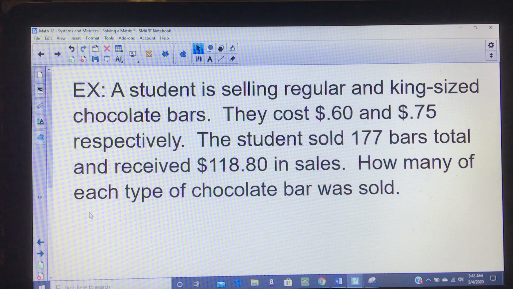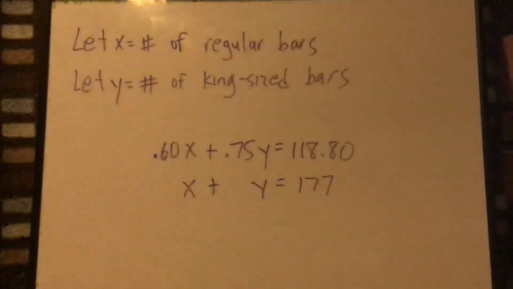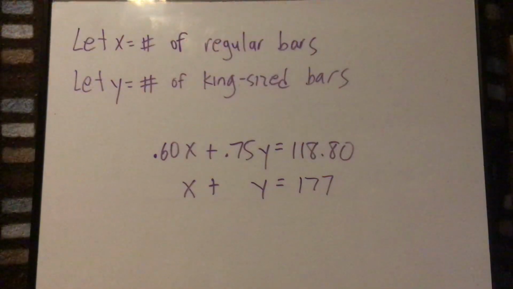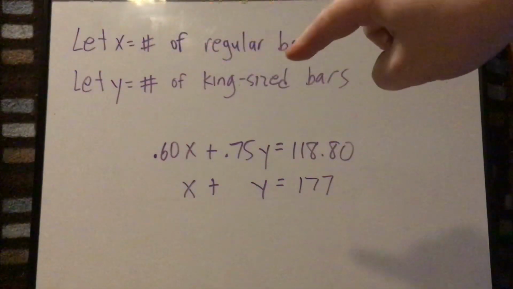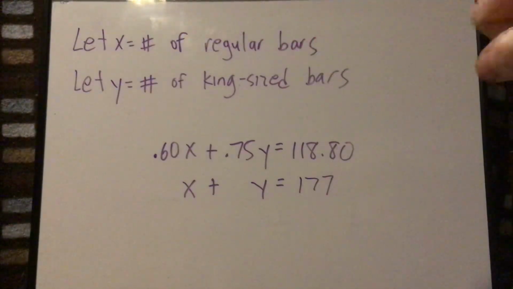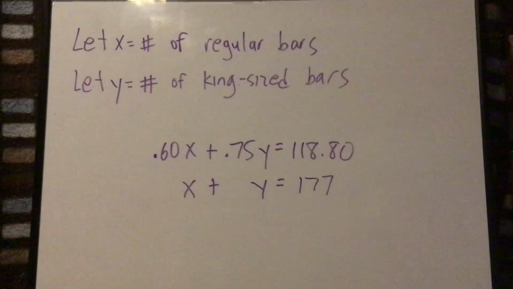We can use a 2x3 matrix because it's going to have 2 variables. So let's talk about how we get the system of equations. Behind here, I got the work for the system. So I made my let statements. I'm letting X equal the number of regular chocolate bars, because that's one of the things I want to know. I want Y to be the number of king size bars, because that's the second thing that I want to know. I need to be able to set up two equations with it.